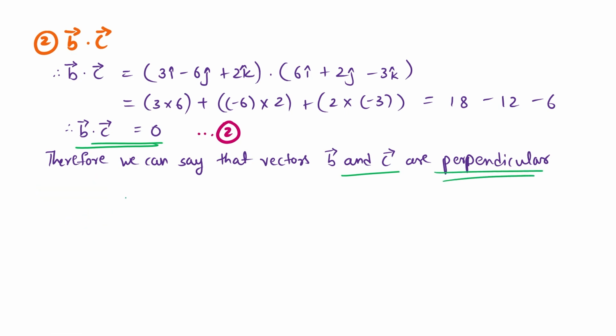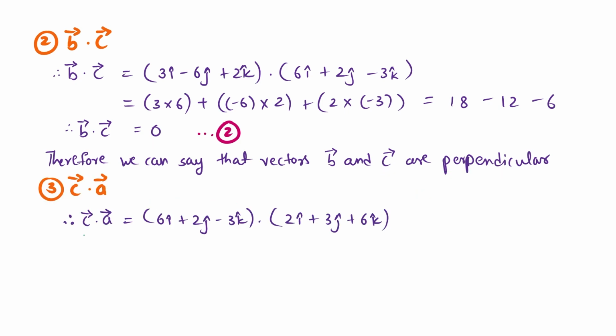So now, up till this point, we have proved that A is perpendicular to B and we have proved B is perpendicular to C. But we still don't know the relationship between A and C yet. So let us quickly calculate the relationship between A and C. Let us try to calculate now the dot product of C dot A. So that it would be 6i cap plus 2j minus 3k cap dot 2i cap plus 3j cap plus 6k cap. So first we will multiply the i components of both the vectors.